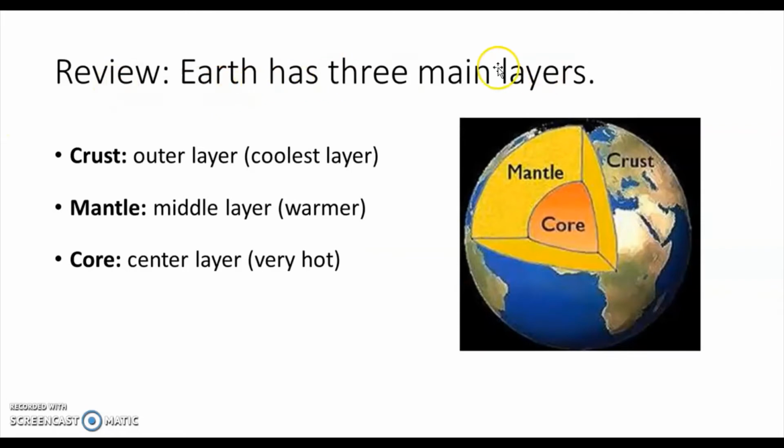Earth has three main layers: the crust, which is the outer layer, and the coolest layer. This is the crust. It has continents and oceans in it, and we live on this layer. The mantle is the middle layer, which is warmer. The mantle has melting rock because it's warm. And then the core is the center layer, and that is very, very hot.